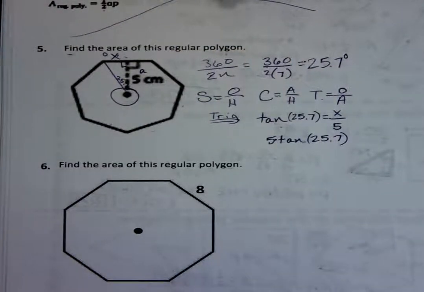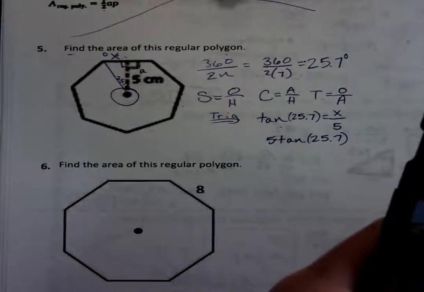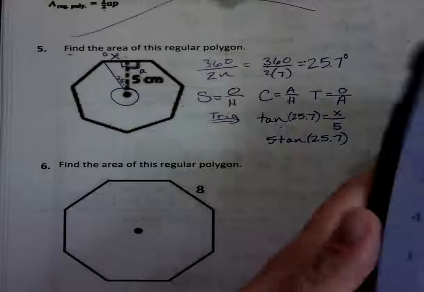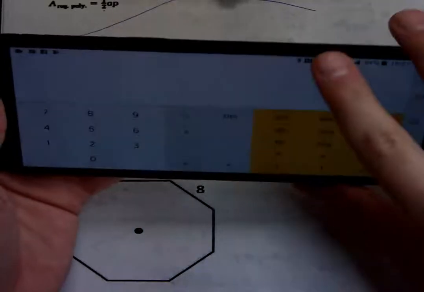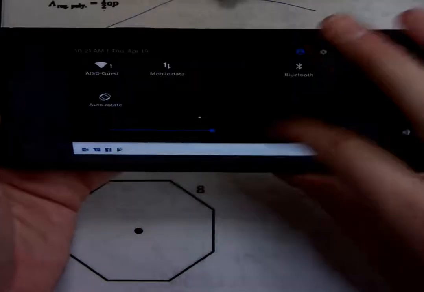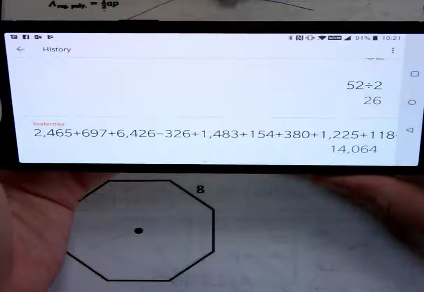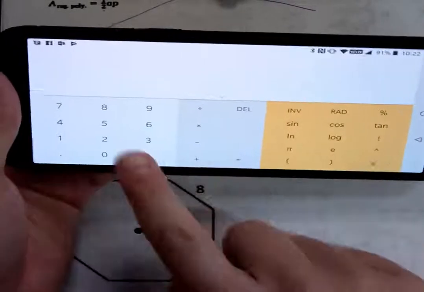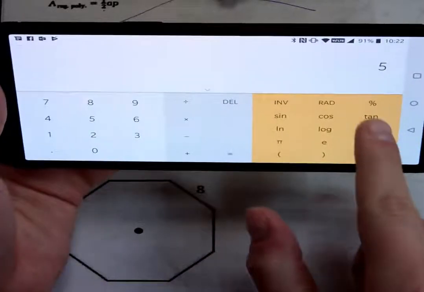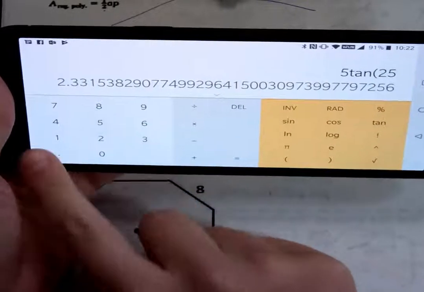25.7, which you have on your phones. You can just take your phone, turn it to the side, and you actually have this. Let me turn the brightness up. So you have this, which is super nice. Get out of the history. So you can do 5 times tangent 25.7.